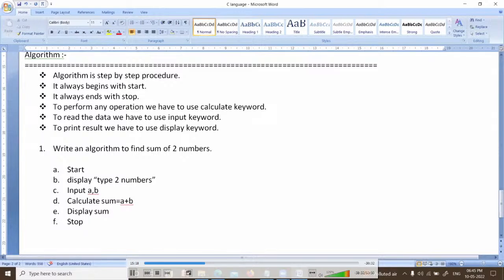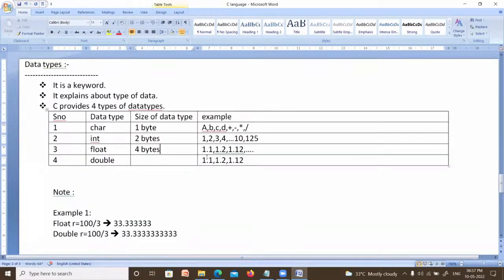Now, whenever you store data in the computer, it occupies some size. The size of an alphabet is only 1 byte. The size of an integer is 2 bytes. The size of a float is 4 bytes. The size of a double is 8 bytes.